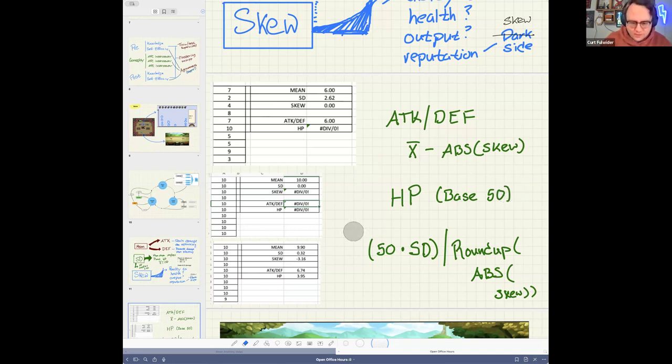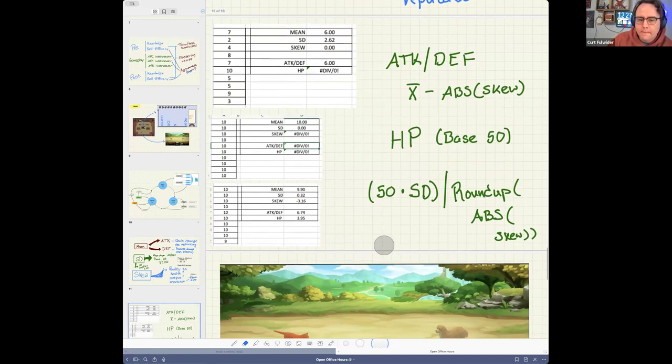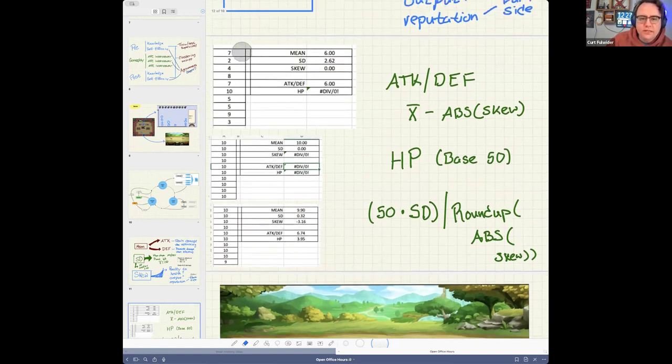Because with this one, if we had a skewness of like 0.3, then we end up with a health of 1,000 or something. So we round up to 1. Then you end up with just the 50 times the standard deviation divided by 1. So this one is just purely random. We see we get a mean of 6, standard deviation of 2, skewness is 0.